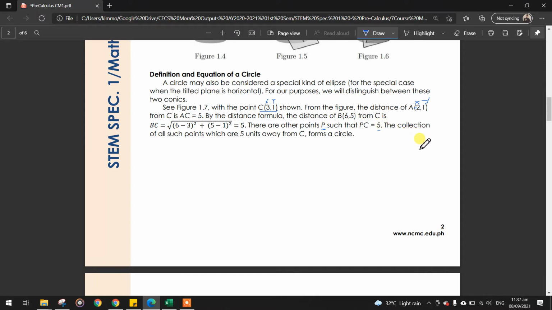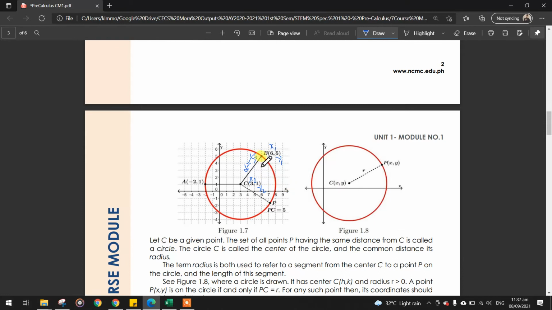So, the collection or the set of all these points which are 5 units away from our C forms a circle. So that is where the circle forms. We have many possible points here. So P has the same distance going to our C. This distance is the same for all of them. This collection of points with the same distance going to our C will form a circle.